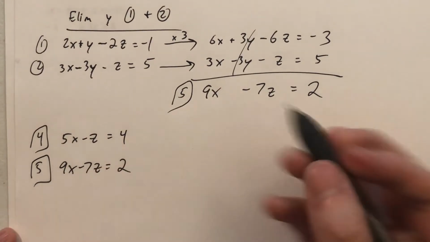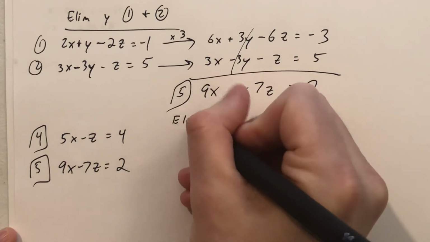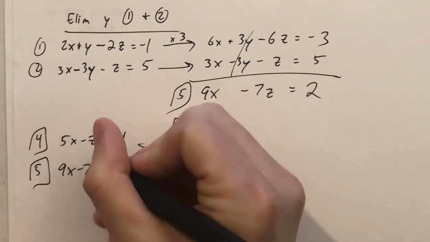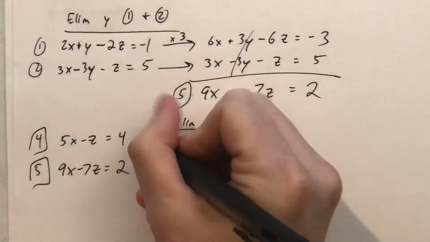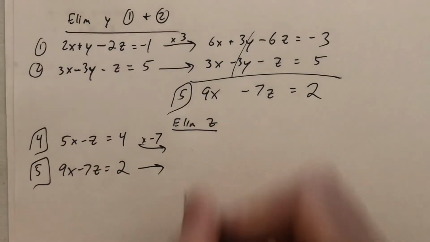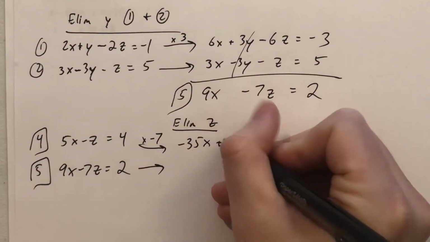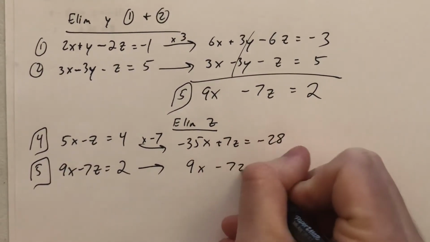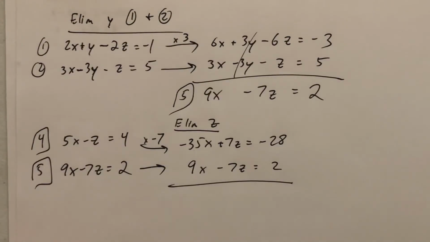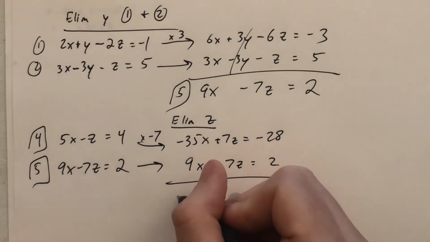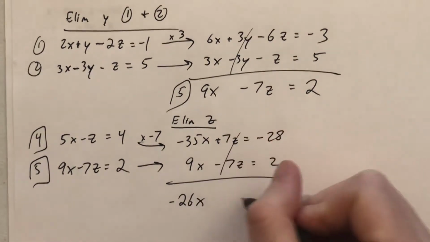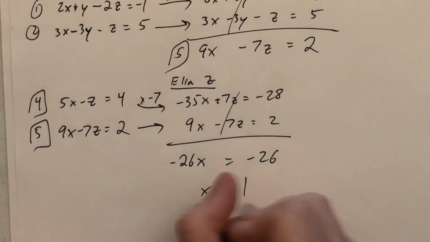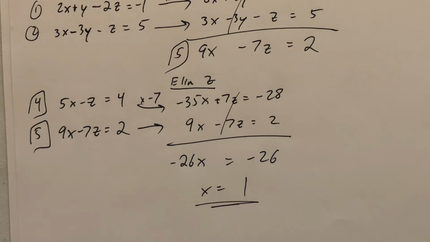For this one, it looks like z is going to be the easier one to eliminate, so let's eliminate z. I don't really need to write in 4 and 5 because that's all I've got. I'm going to multiply though. Notice this is a negative z and a negative 7, so I'm going to multiply by a negative 7 to turn that into a positive 7. So negative 35x, that'll be plus 7z equals negative 28, and we won't need to change this one at all. So from there, we're going to get negative 26x, that's gone, and that's a negative 26. So divide both sides by negative 26, and we get our first value of our first variable of 1.